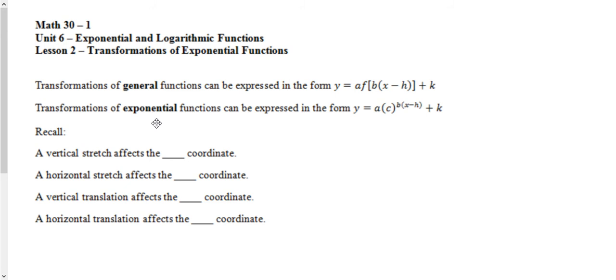Hi everyone, welcome to lesson 2 today. This is the second lesson of our exponents and logs unit. Today we're going to be talking about transformations of exponential functions.